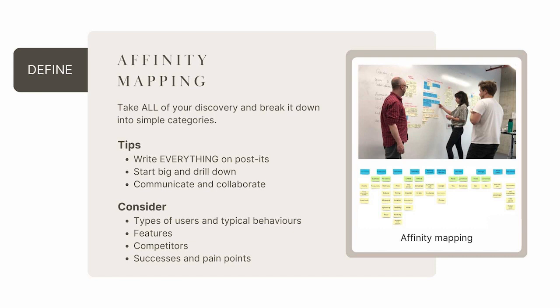Things you want to think about are types of users and typical behaviors. What did you learn from competitors? What was successful? What issues might you run into? You start to think about what features you want to build to overcome some of these things.